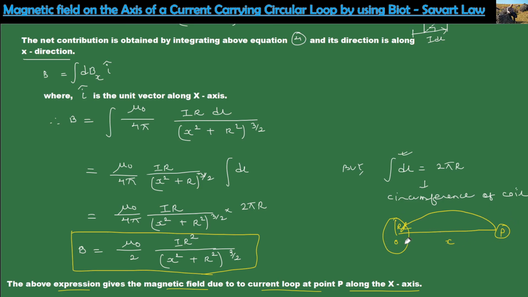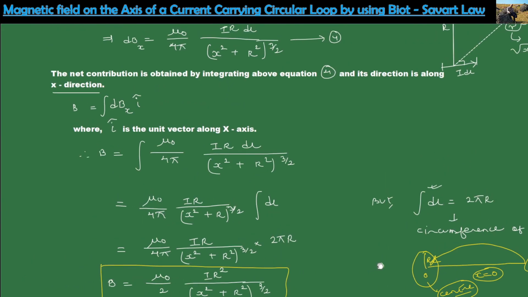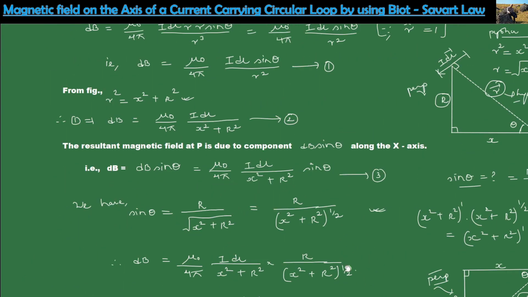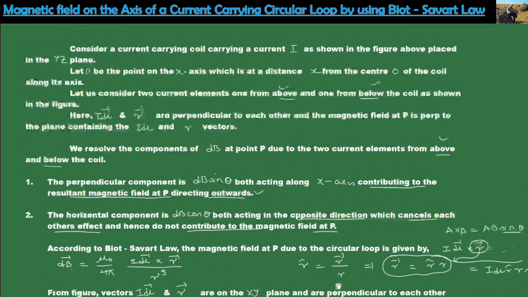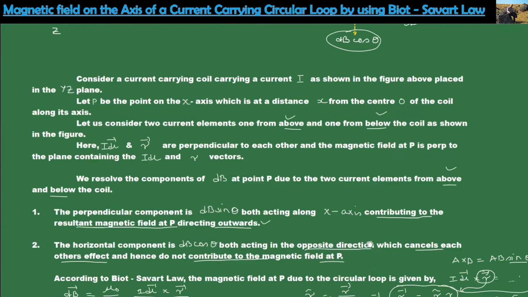So if we take that point P to be located at the center O of the coil, this value of x will reduce to 0. That will be the special case. From here, let us consider the case in which the point P is located at the origin O. So when the point P is located at the origin O, common sense tells us that the value of x will be equal to 0.